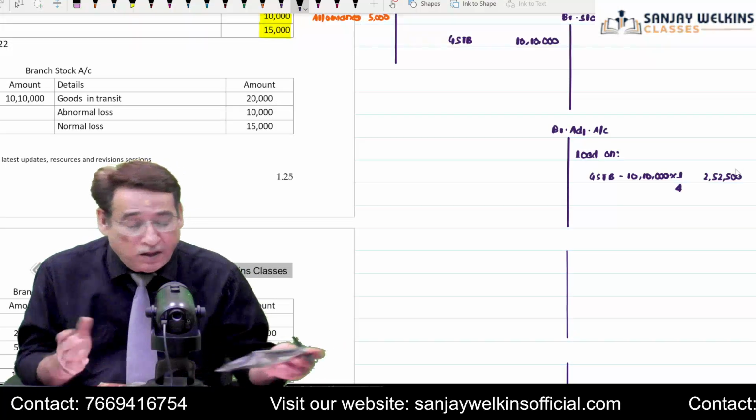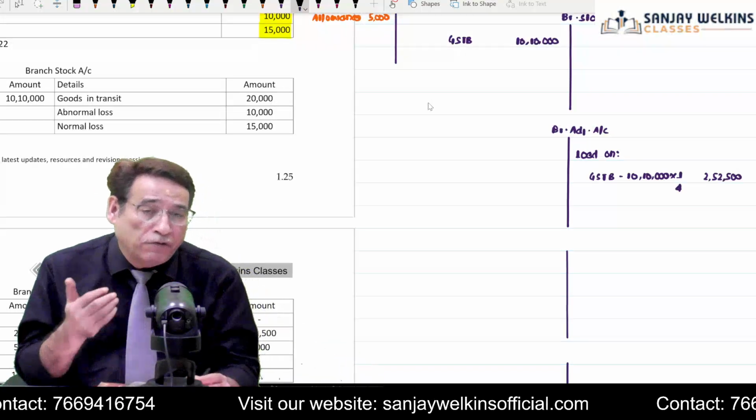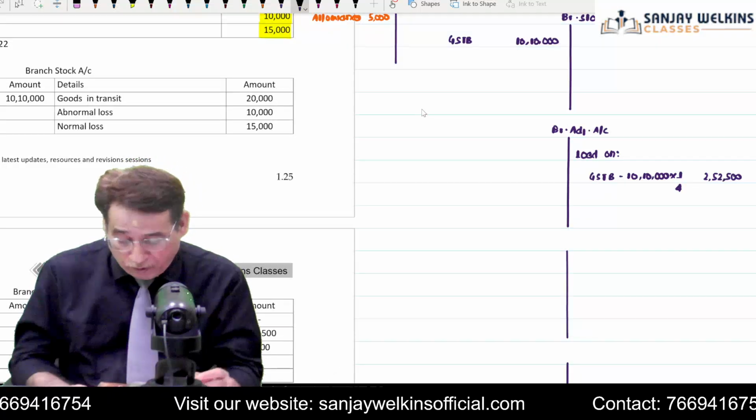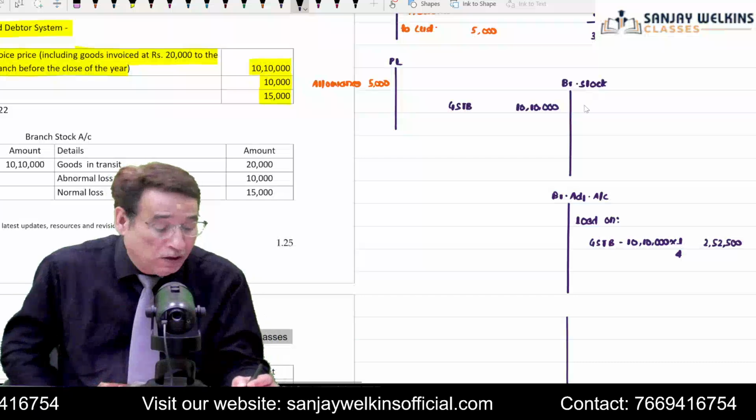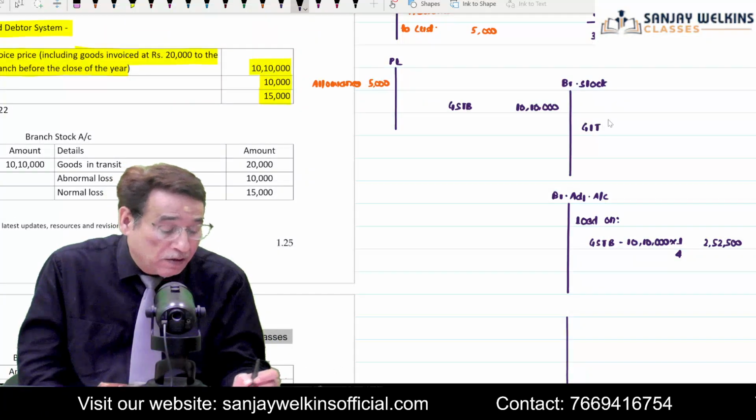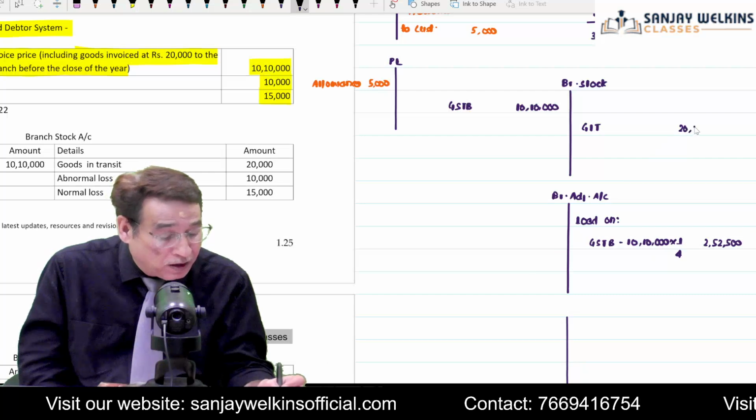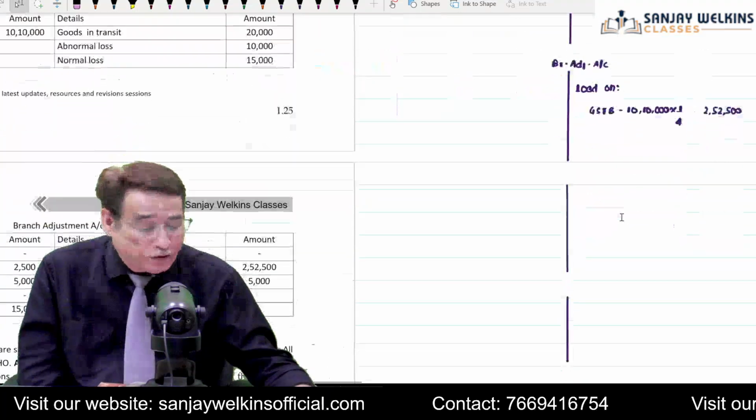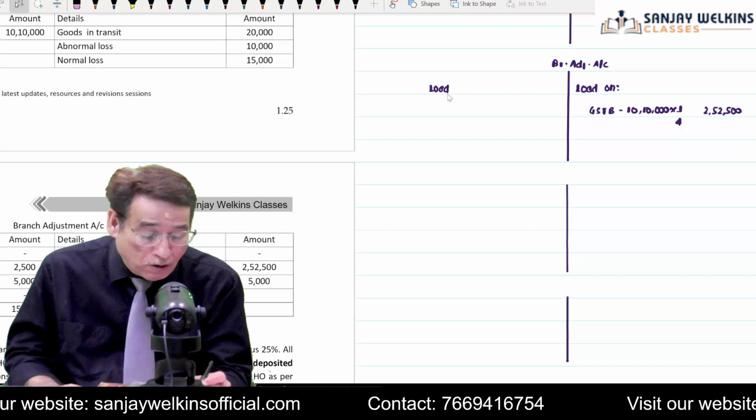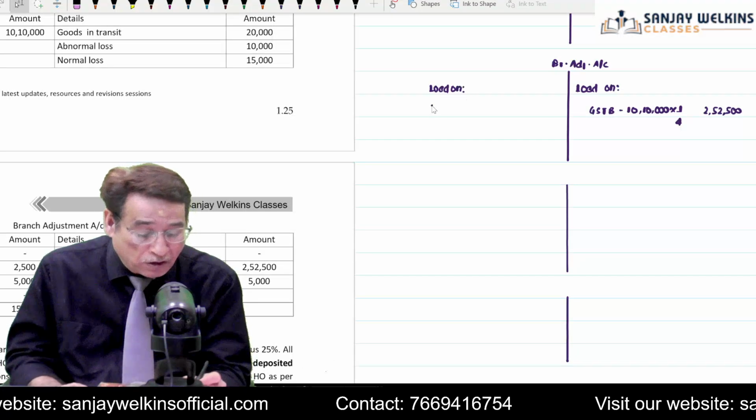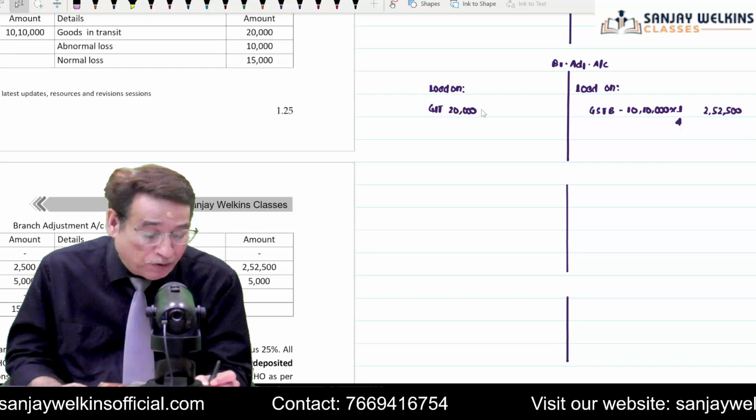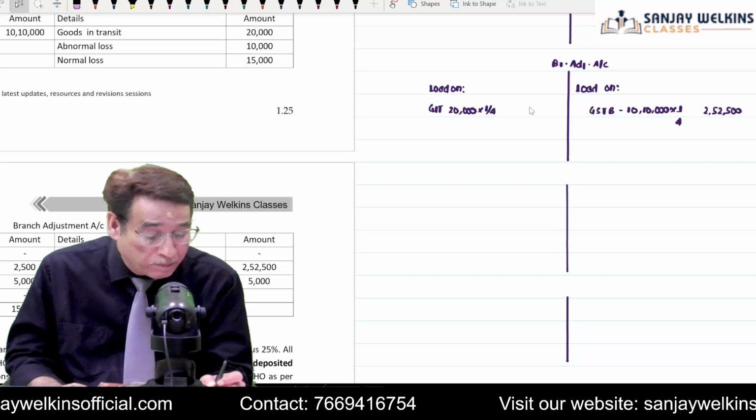But it is also stated in the question that out of the 10,10,000 worth of goods which we have sent, in bracket it is mentioned that 20,000 worth of goods are still in stock. So as you know, goods in transit is put on the opposite side. So I will be writing here goods in transit, and I will also take the loading portion of goods in transit. So I will be writing here on the debit side load on goods in transit, and goods in transit loading will be 20,000 into 1/4, that is equal to 5,000.